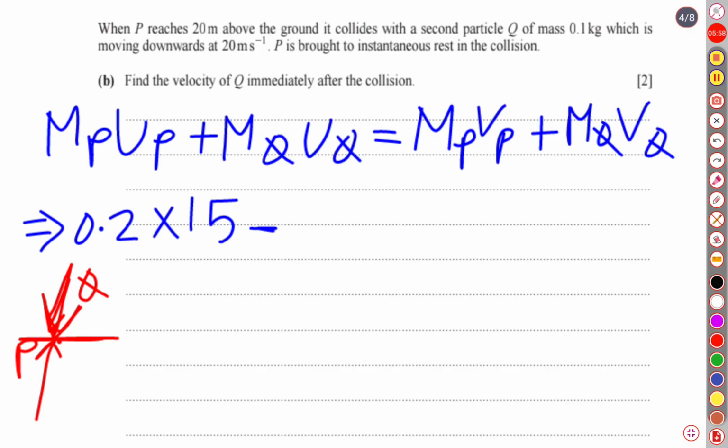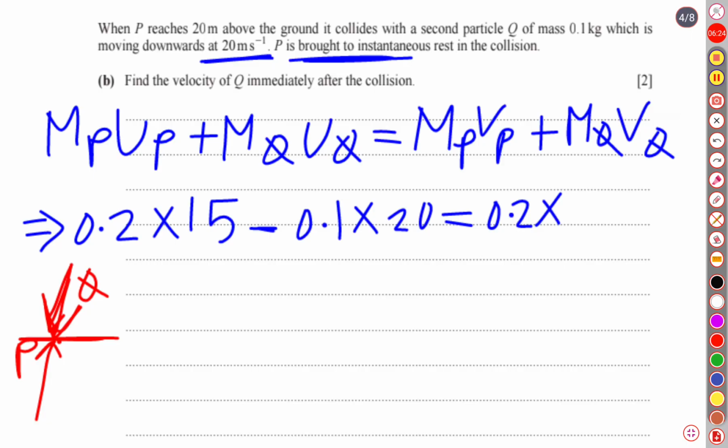So the mass of particle Q is 0.1, and before colliding the velocity of Q was 20 meter per second. So we will write here 20 equal to the mass of P, which we have already written as 0.2, and after collision it is stated that P is brought to instantaneous rest, meaning there was no movement. That's why it's 0. Now the mass of particle Q is 0.1 and the velocity of Q is to be obtained, so we will leave it unchanged.